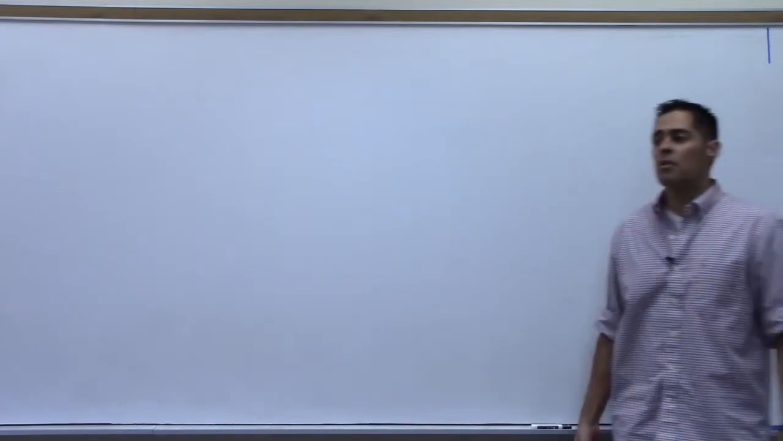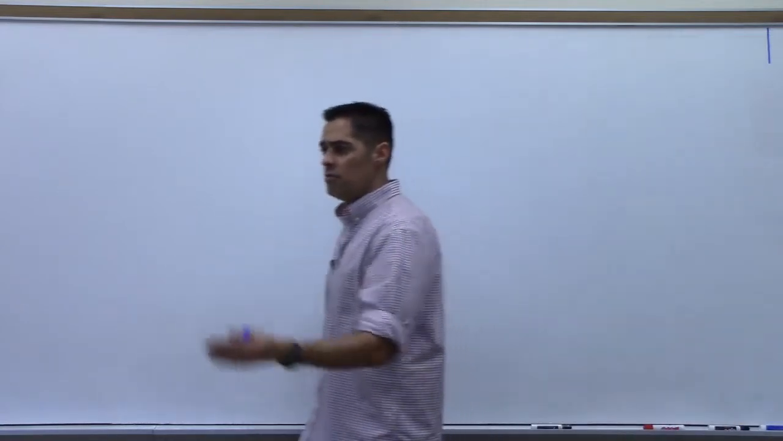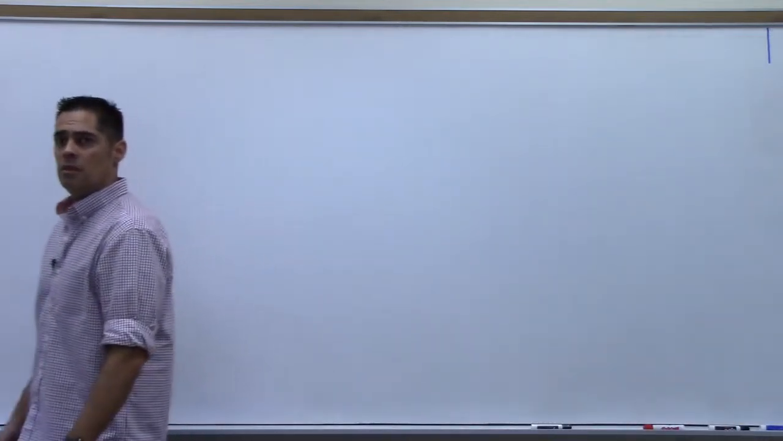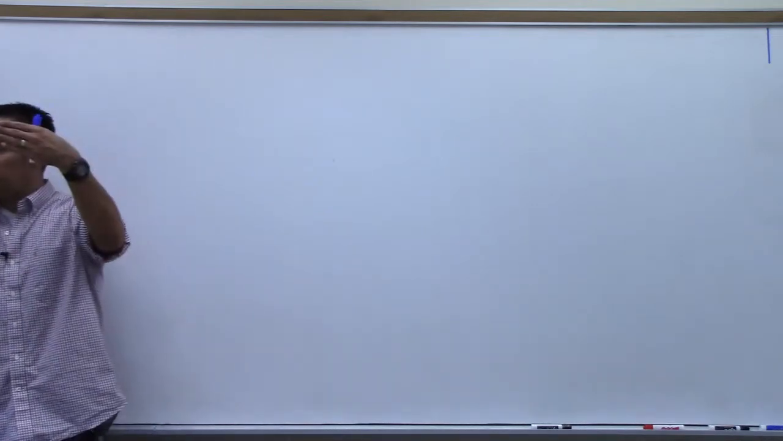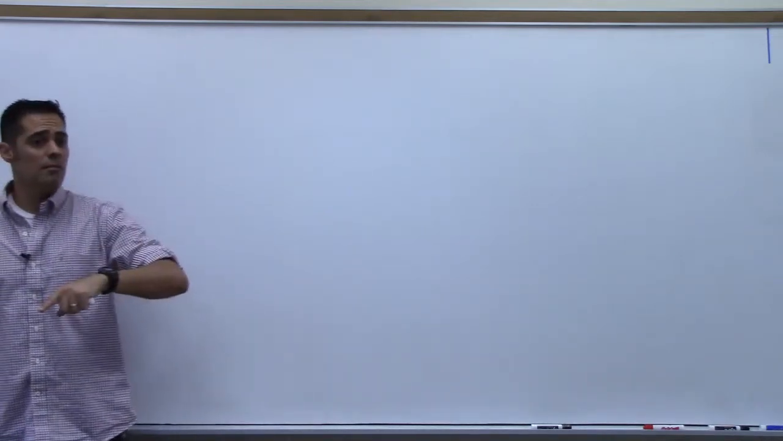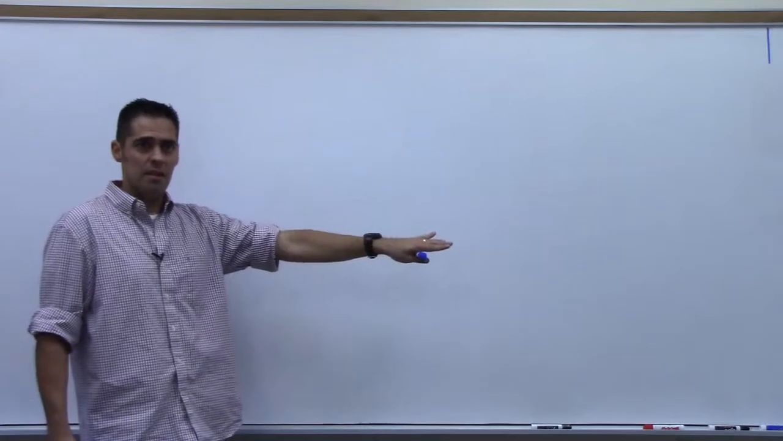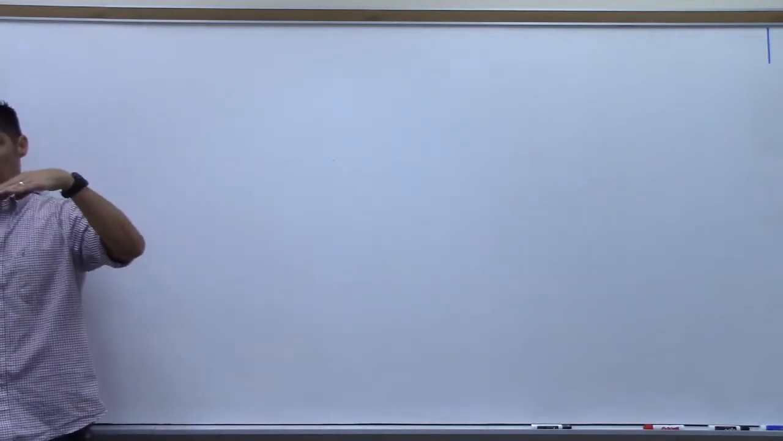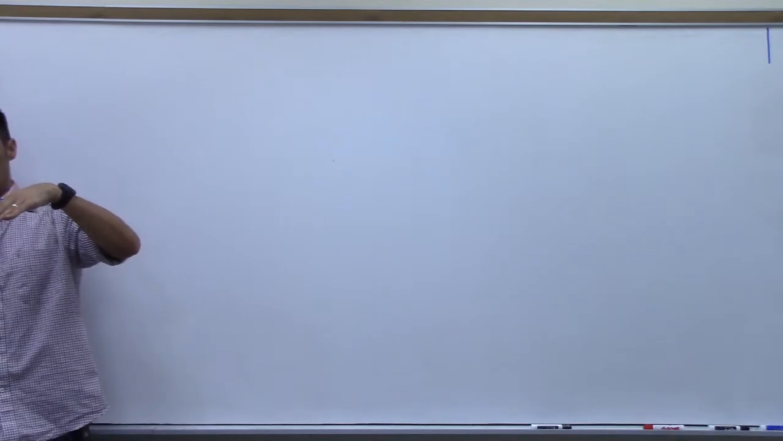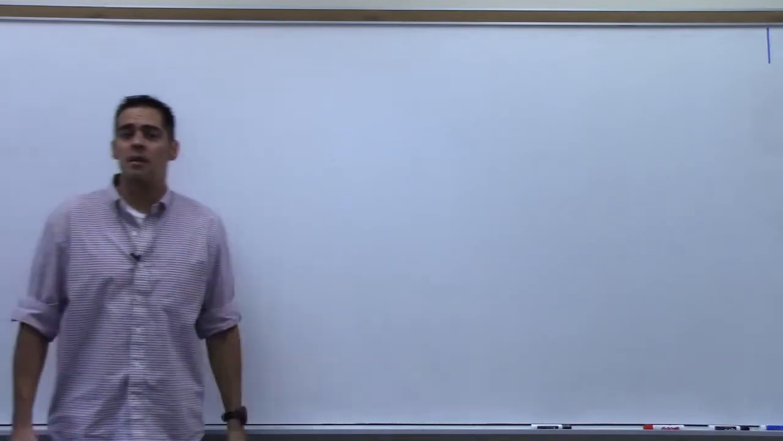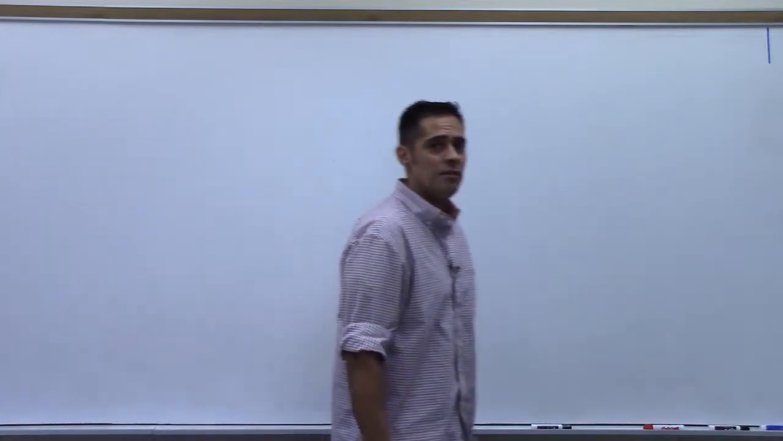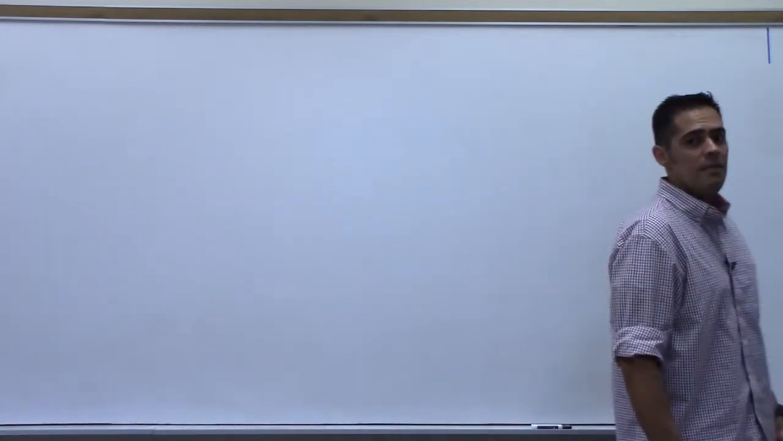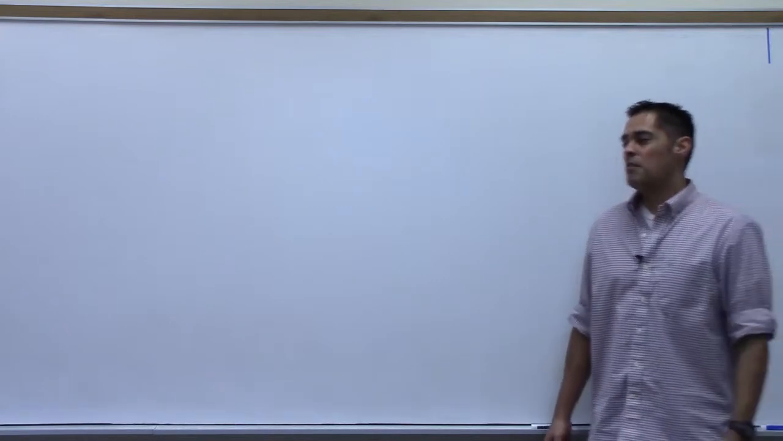If the degree of the numerator is less than the degree of the denominator, we're just going to move on and do the next step. But if it's the other way, if the degree of the numerator is greater than or equal to the degree of the denominator, we first must use long division. And then from there, we can do the rest.